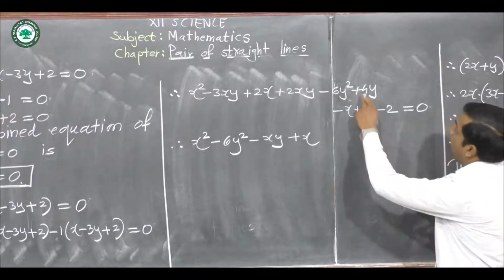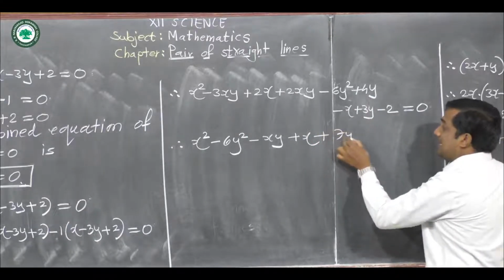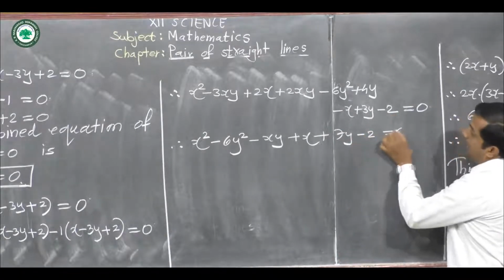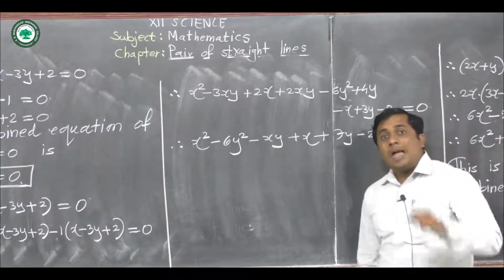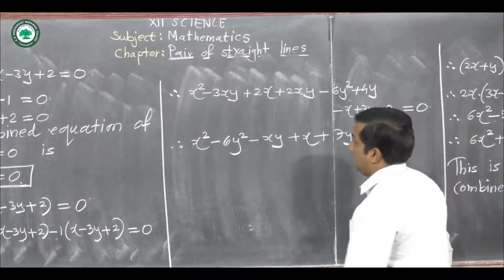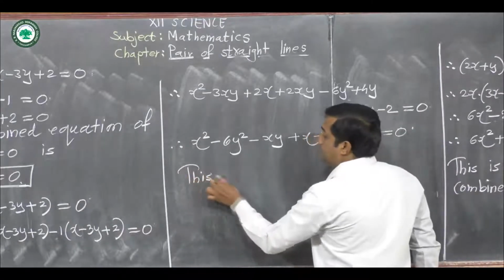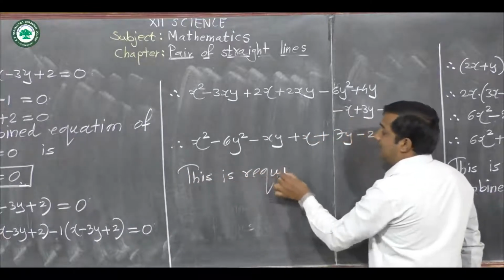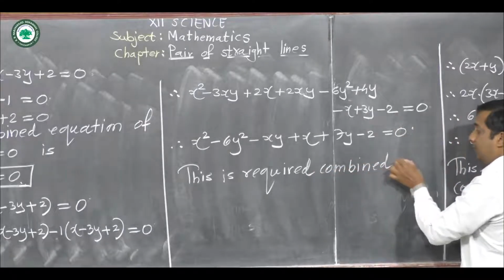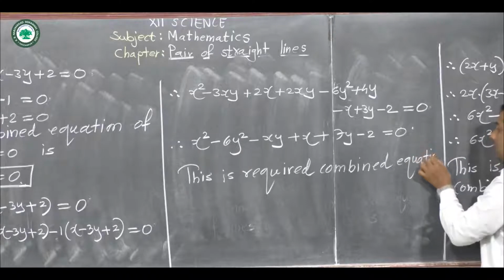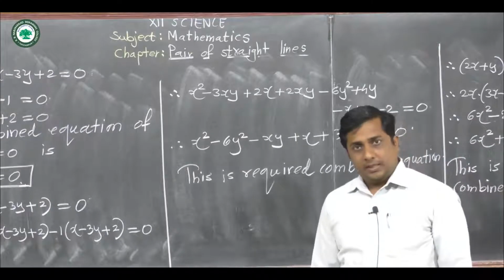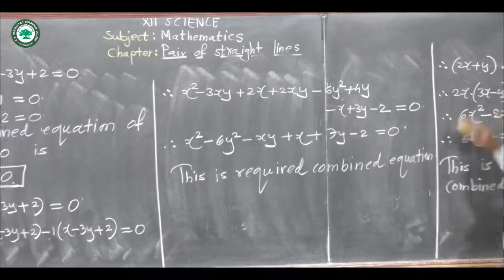Then here 4y plus 3y is 7y. Then in the last, here we have only -2 and this is equal to 0, and this is the required combined equation of the given two lines. Okay, this is the required combined equation. So it is a very simple example. Let's go with the third example.